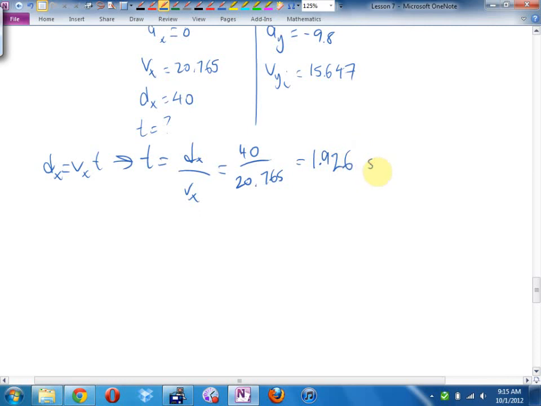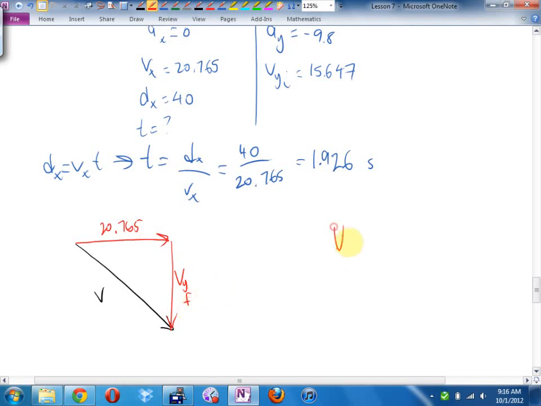And behold, we have now turned it into the previous question. We now know t. What's t? 1.926 seconds. What do they want me to find? V final after 1.926 seconds. What's it going to look like? Well, according to the picture, it looks like we're headed into the wall, downwards. I know some of the components. I know this was 20.765. I don't know what Vy final is.